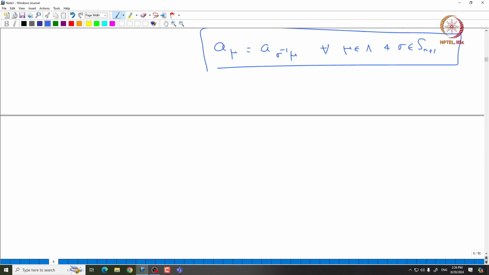Now, what does anti-symmetric mean? Here is a small observation, or a lemma. Suppose f is anti-symmetric.